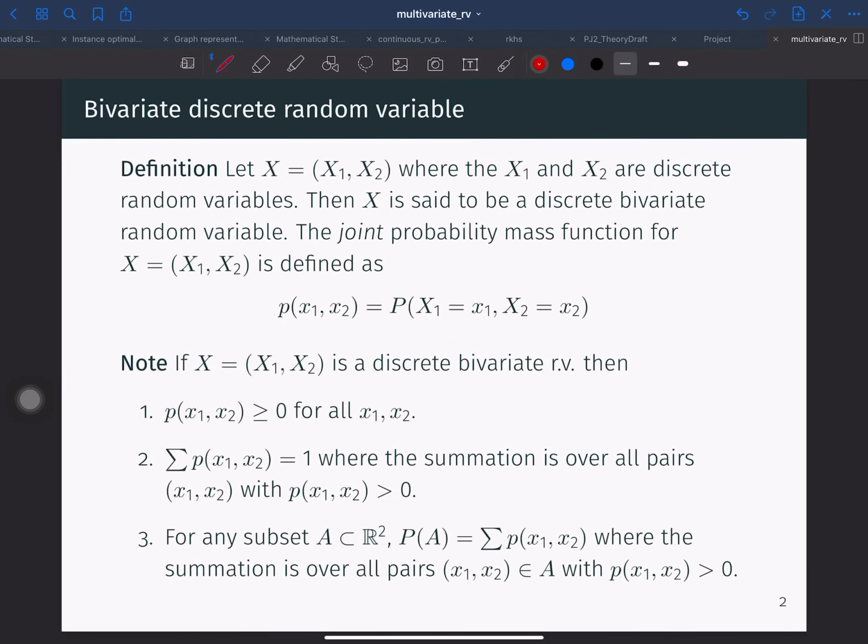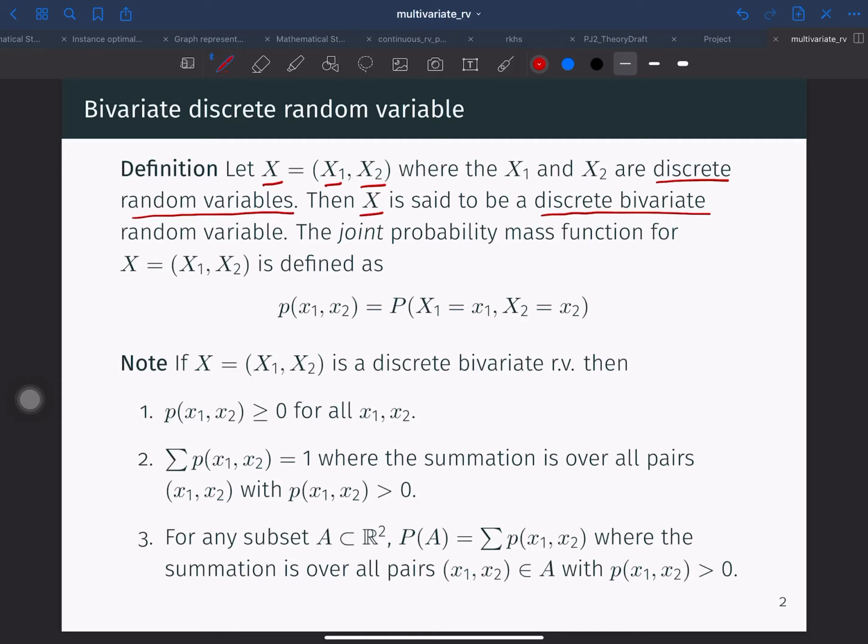Okay, so we begin our discussion with the notion of a bivariate discrete random variable. Let X be a pair of random variables, X1, X2, where each of X1 and X2 are both discrete random variables. We will then refer to X, the pair, as a discrete bivariate random variable.